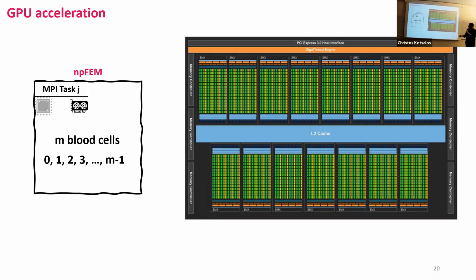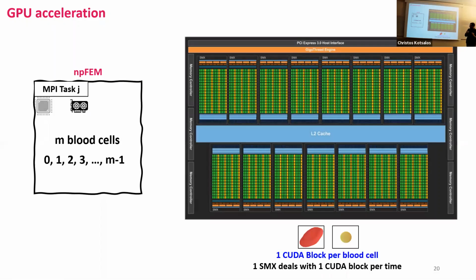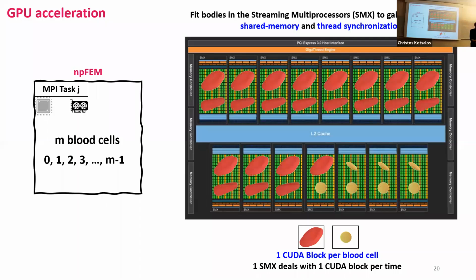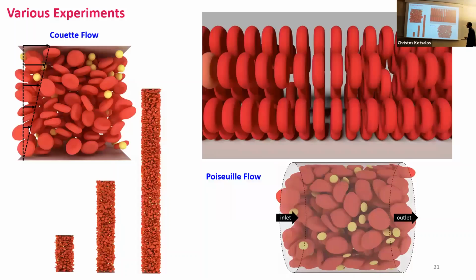So now the idea is to assign one CUDA block per blood cell, and then dispatch these CUDA blocks to the available streaming multiprocessors. Okay, and why do we fit the bodies inside the streaming multiprocessors? Because we want to take advantage of a very fast shared memory that can be found in here. And we also want to take advantage of the thread synchronization provided inside the streaming multiprocessors.